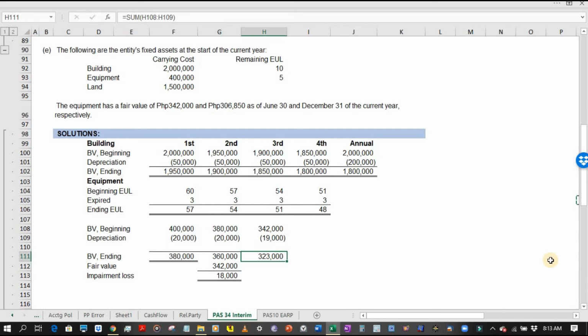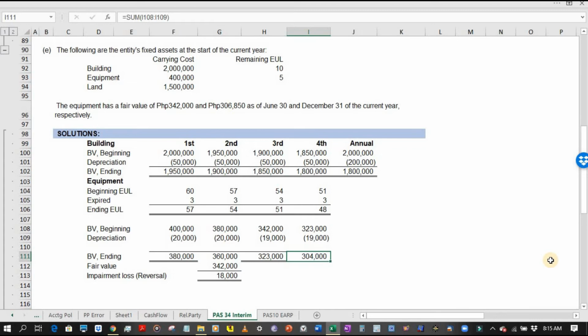Then now let us proceed to the fourth quarter. So the beginning carrying value for the fourth quarter is the ending book value in the third quarter. So our beginning balance is 323,000 pesos. Then the depreciation expense will be 323,000 pesos, the depreciable cost remaining, divided by the remaining estimated useful life of 51 months, multiplied by 3 months. So that will be 19,000 pesos. So our ending book value is 304,000 pesos.